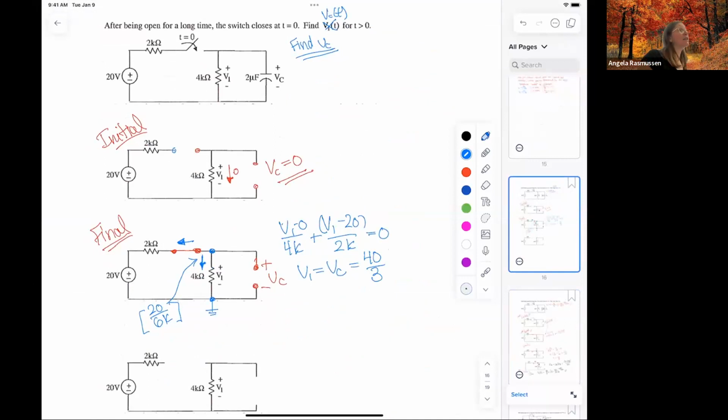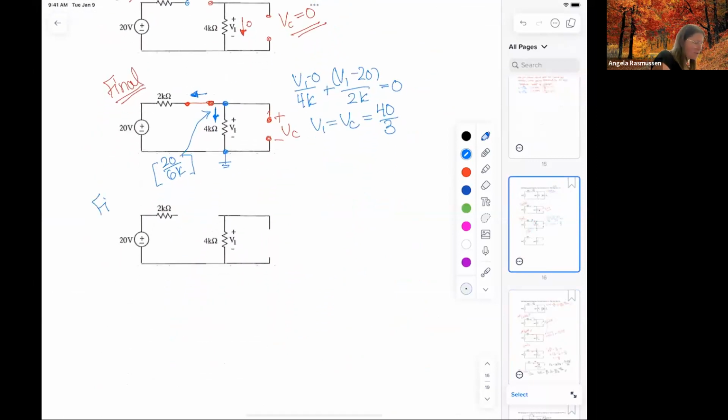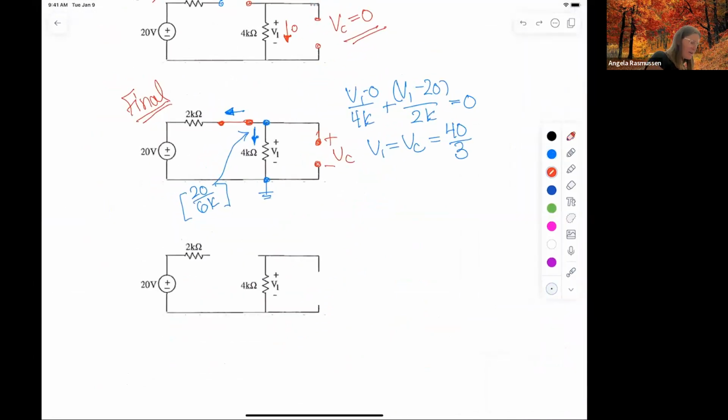And that will be my final value. And then I need to find tau. And so for tau, I'm going to use tau as the final position, because remember the equation is at the final value, what is the ending of it? And so again, this is going to be shut. And now I'm going to replace the element, in this case the capacitor.